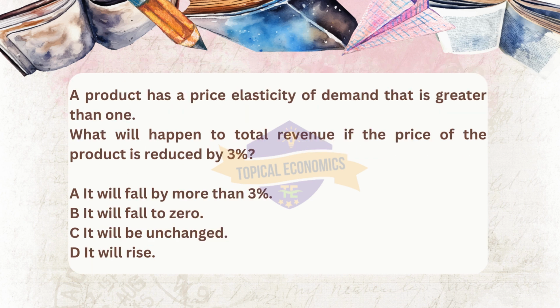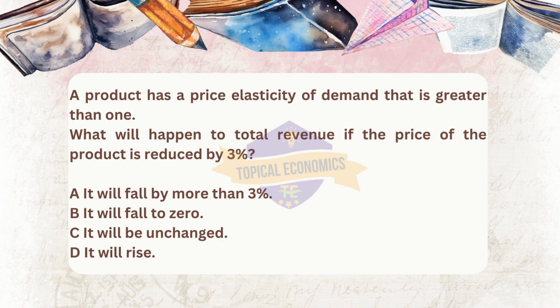A product has a price elasticity of demand that is greater than 1. What will happen to total revenue if the price of the product is reduced by 3%? A. It will fall by more than 3%. B. It will fall to 0. C. It will be unchanged. D. It will rise. This question is from year 2017 February-March version 2 paper.